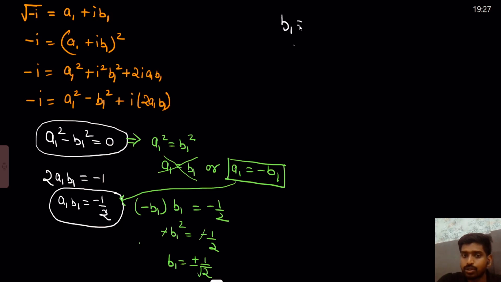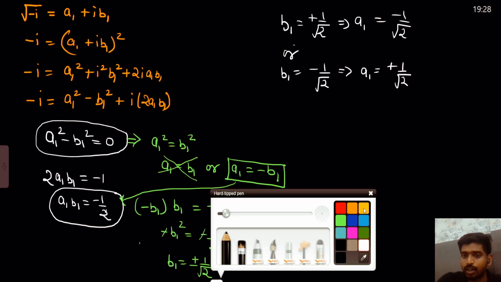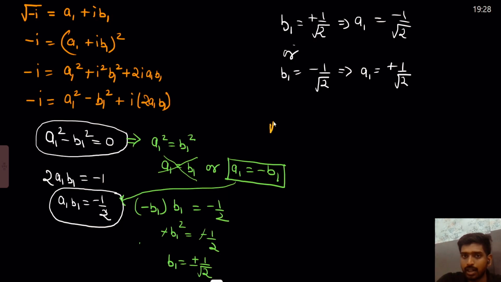So the b1 value we will get from here is plus or minus 1 by root 2. When b1 is equal to plus 1 by root 2, then the a1 value will be minus 1 by root 2 because both are of opposite sign. Or when the b1 value is minus 1 by root 2, then the a1 value will be equal to plus 1 by root 2. So from here, what we got? We got the under root of minus iota value. We put the a1 and b1 values here.